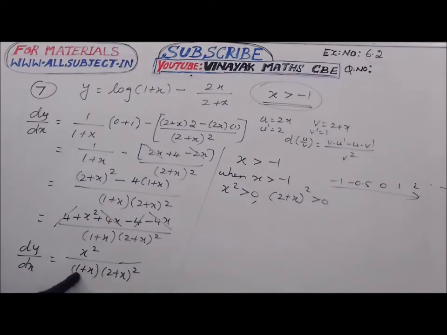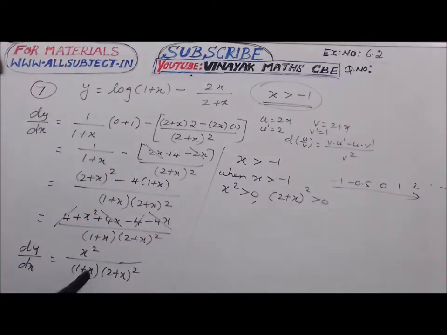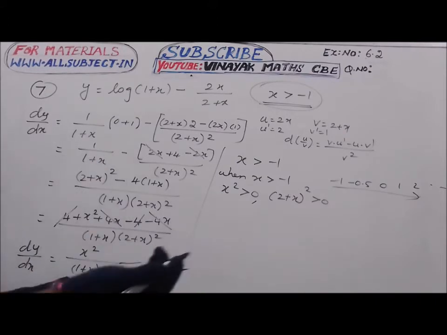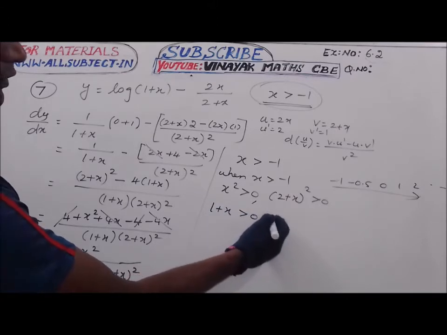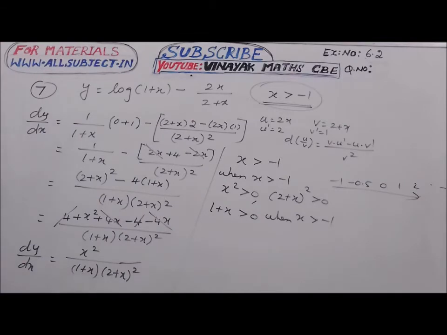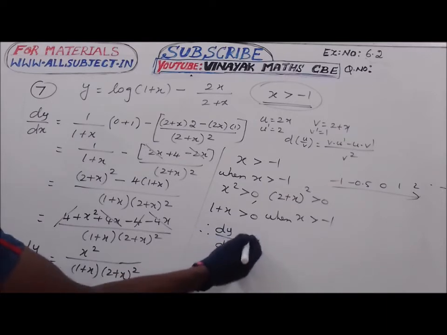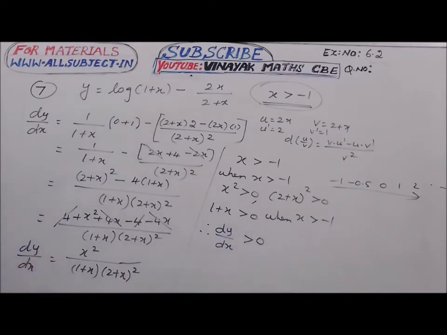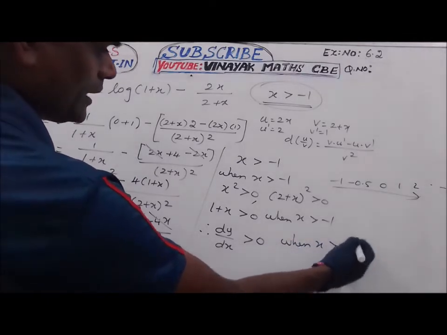Greater than minus 1. Substituting here, we will see that 1 plus x is also positive. So 1 plus x is also greater than 0 when x is greater than minus 1, which implies all the terms are positive. Therefore, the derivative dy by dx has a positive sign, it is greater than 0 when x is greater than minus 1.